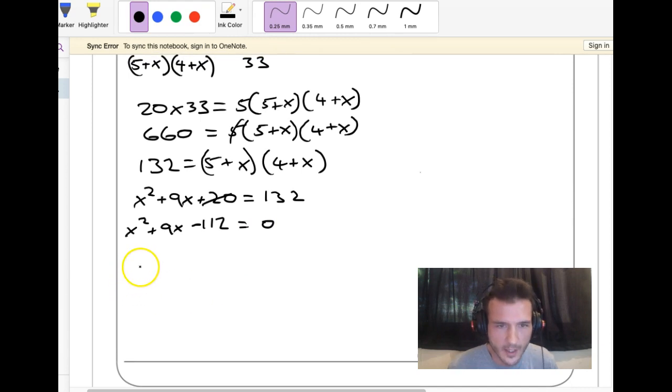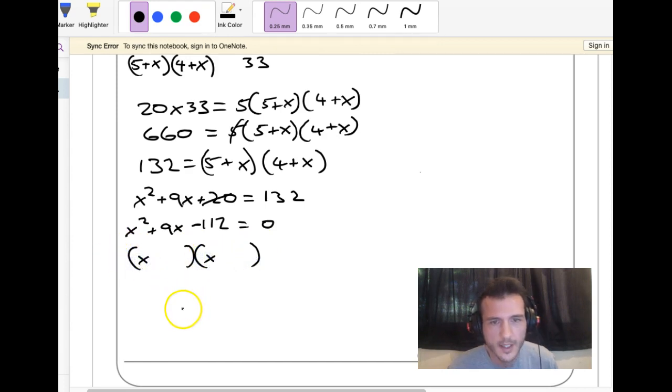So we can do our quadratic. So we're going to have x. Now, this is quite tricky. Two numbers that multiply together to make minus 112 and add together to make 9. It's a bit difficult to do this in your head. So what you can do is you can look for the factors of 112.